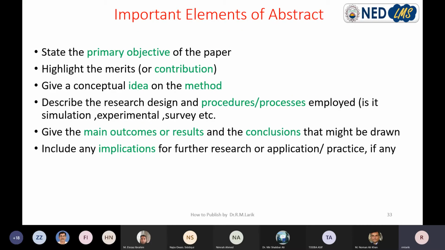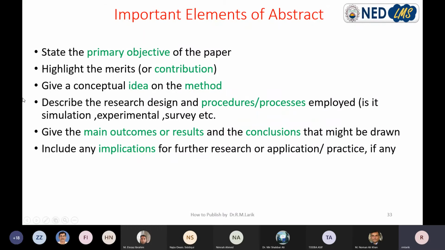So these are the elements of abstract that you need to have: a primary objective. Then you need to highlight the contribution, give the conceptual idea, the method, and why your method is important, why this method is better than previous methods you need to describe, right? And the research design and procedures and processes, and all the work, that is simulations, experiments, surveys, you need to mention. The main outcome, results, and conclusion that might be drawn from the abstract, and that includes the implication for further research, because it gives a worth to your article.